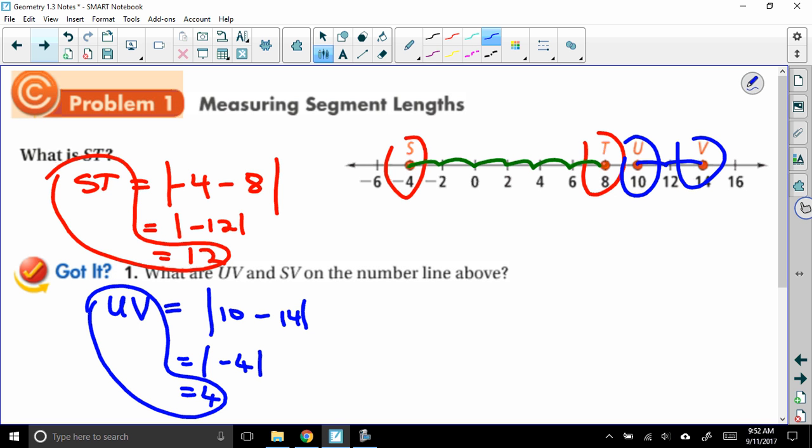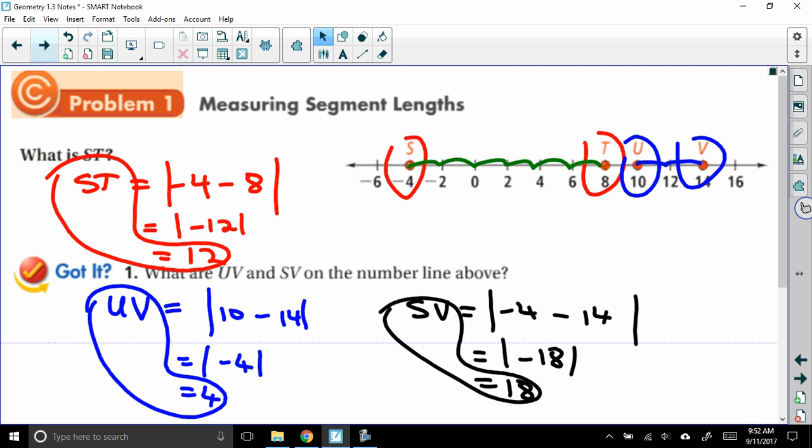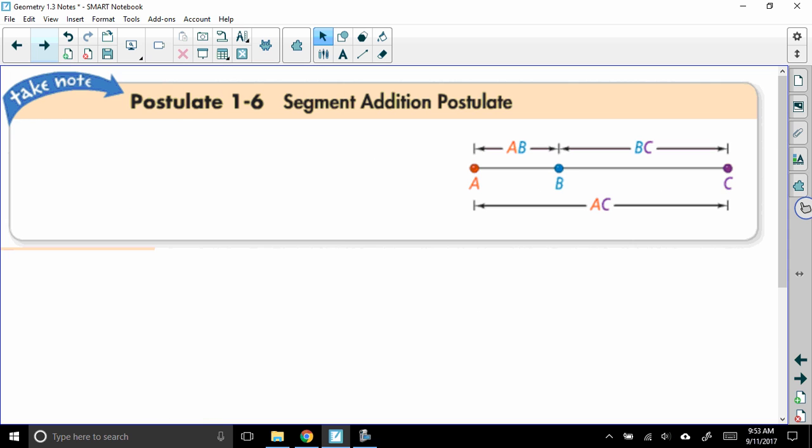There it is. Finally, SV. SV would be the absolute value of the difference between the coordinate S, -4, and V, V is actually 14, so it would be the absolute value of -18, or 18. SV is 18. Okay? So hopefully that's a piece of cake and you got the hang of that.